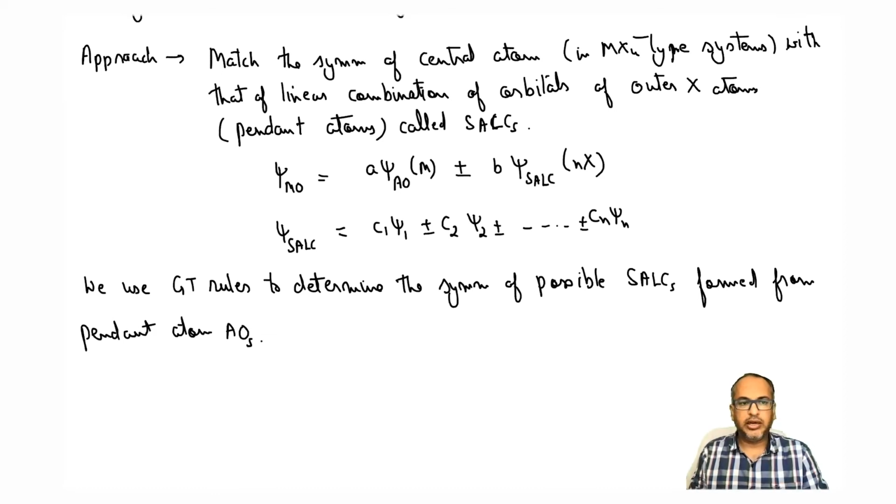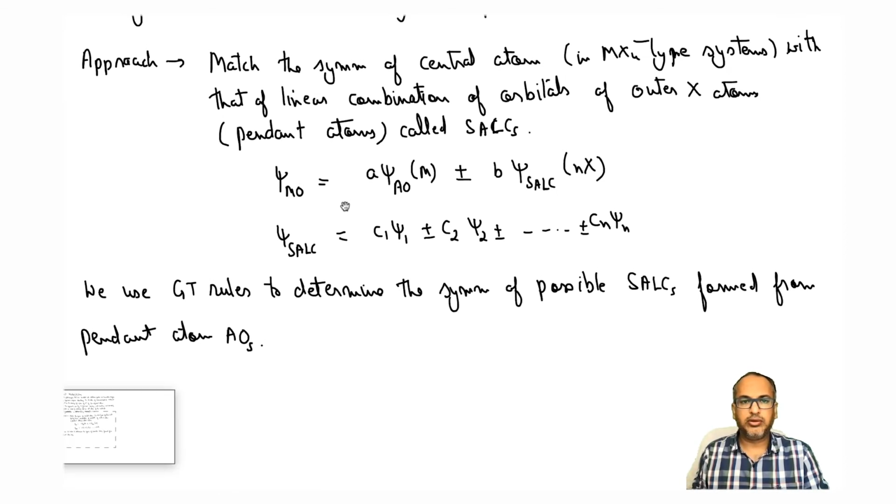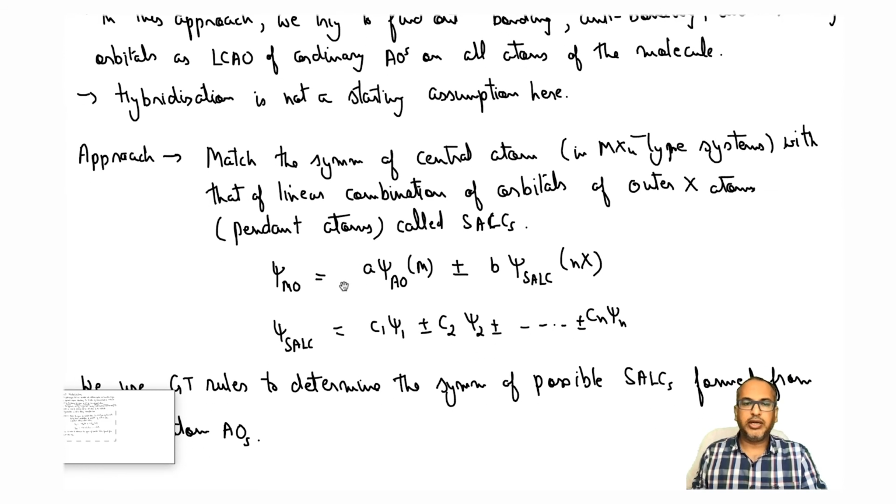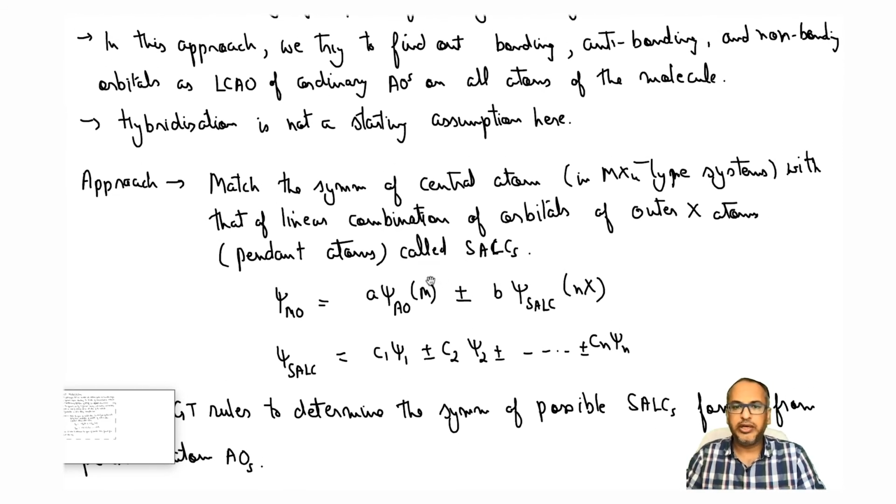So let us again compare this with the valence bond approach. In the valence bond approach, we did not do SALCs like this. Instead, we picked up the atomic orbitals of the central atom, created hybrid orbitals of those, and then matched the symmetry of those hybrid orbitals with the atomic orbitals of the pendant atoms, right?